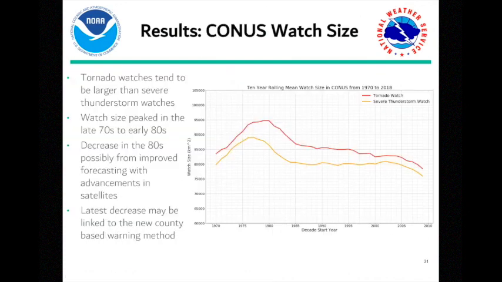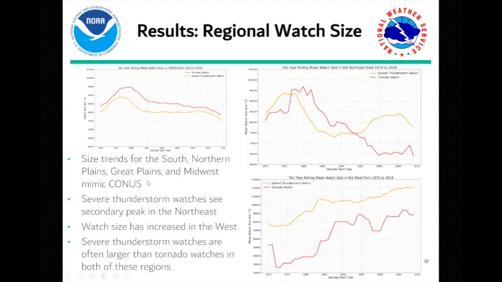So now we'll take a look at watch size. The first thing to notice here is that tornado watches are pretty consistently larger than severe thunderstorm watches, with both types seeing their peak in the late 70s to early 80s. This decrease throughout the 80s, we think, is due to improved forecasting from advancements in satellites. We then see another drop-off in size again in recent years, which may be linked to the new county-based warning method. When looking at watch size by region, I don't have them shown, but the trends across the South, the Northern Plains, the Great Plains, and the Midwest all closely mimic CONUS.